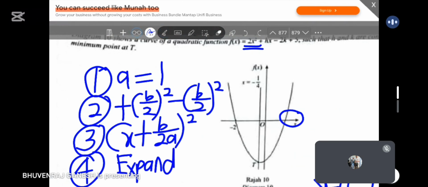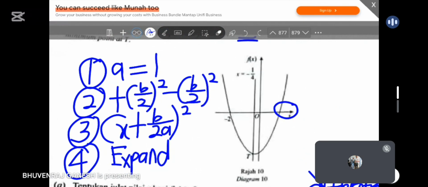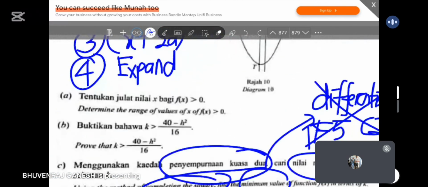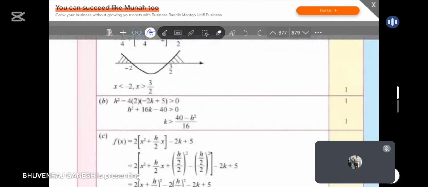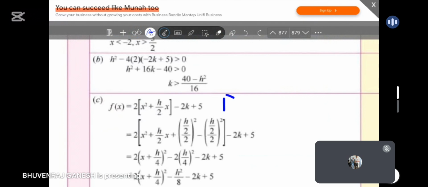All right. Boleh? So, yeah. So you will have something like this. Okay. So now, you have to do completing the square. Okay. Kamu kena buat kaedah penyempurnaan kuasa 2 on the equation kepada persamaan. Okay. So can you see? This is my first step.